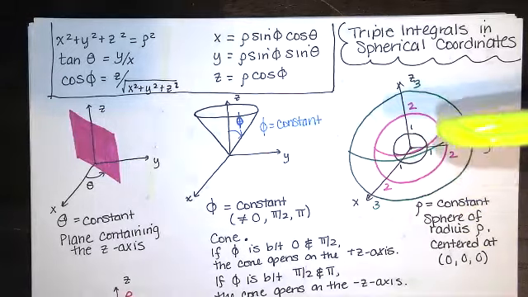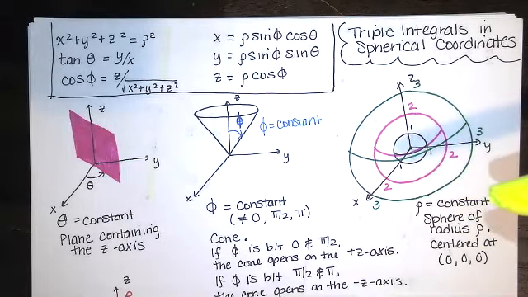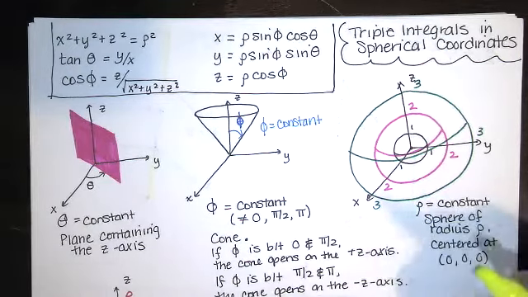Then we'll talk about how to set up a triple integral in spherical coordinates. If you have a triple integral in rectangular coordinates, we'll talk about how to convert it to spherical coordinates. And then we'll do a couple of examples. In one example, we'll find volume using spherical coordinates. And then if we have time, in the second example, we will convert an integral to both spherical and cylindrical coordinates, and then we'll evaluate the simpler of the two integrals. Okay, so let's get started.